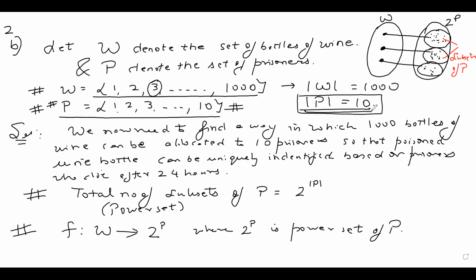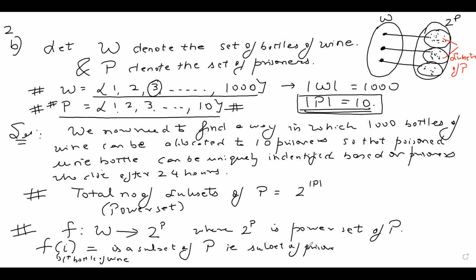Now, if you look at F of I, I denotes the ith bottle of wine. I denotes the ith bottle of wine. And F of I will be what? F of I is a subset of P, that is, the subset of the prisoners who drink wine I.